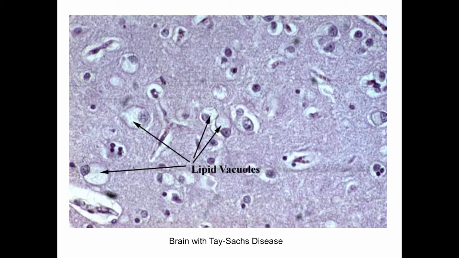Because the cells are missing this enzyme, the best they can do is just accumulate this particular kind of lipid into a vacuole. And of course, the presence of the vacuoles in the cells impairs cell function, and it leads to a change in function of the brain.